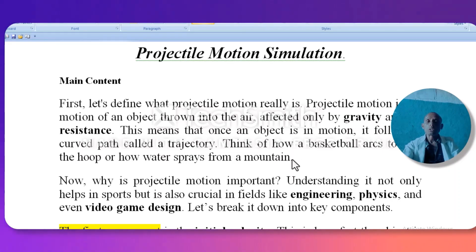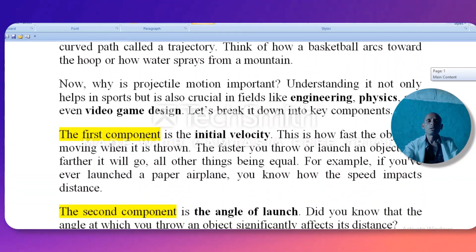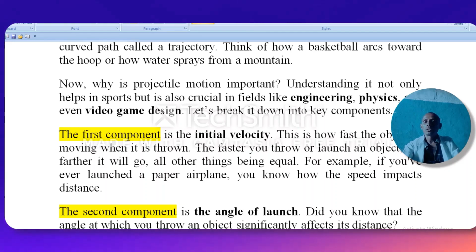Now, why is projectile motion important? Understanding it not only helps in sports, but is also crucial in fields such as engineering, physics, and video games. When we come to projectiles, first we have to know the component of initial velocity. This is how fast an object is moving when it is thrown. The faster you throw or launch an object, the farther it will go, other things being equal.